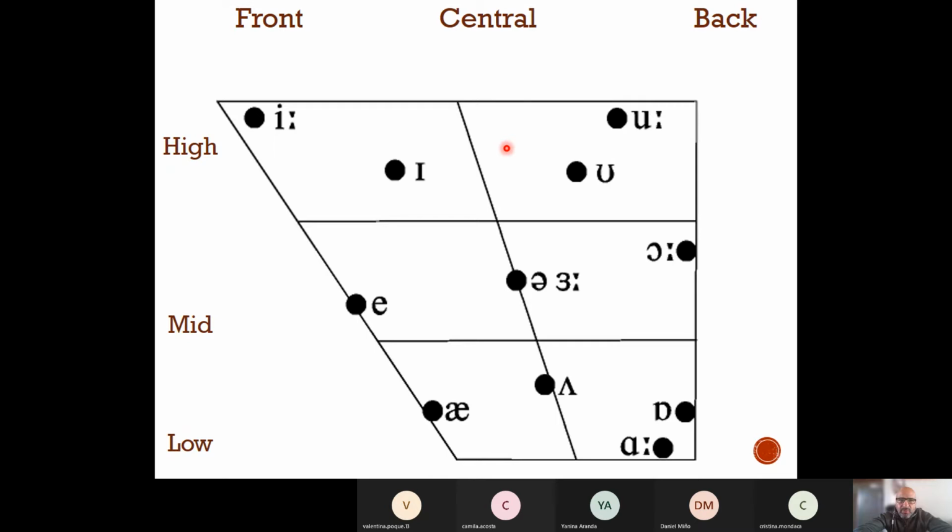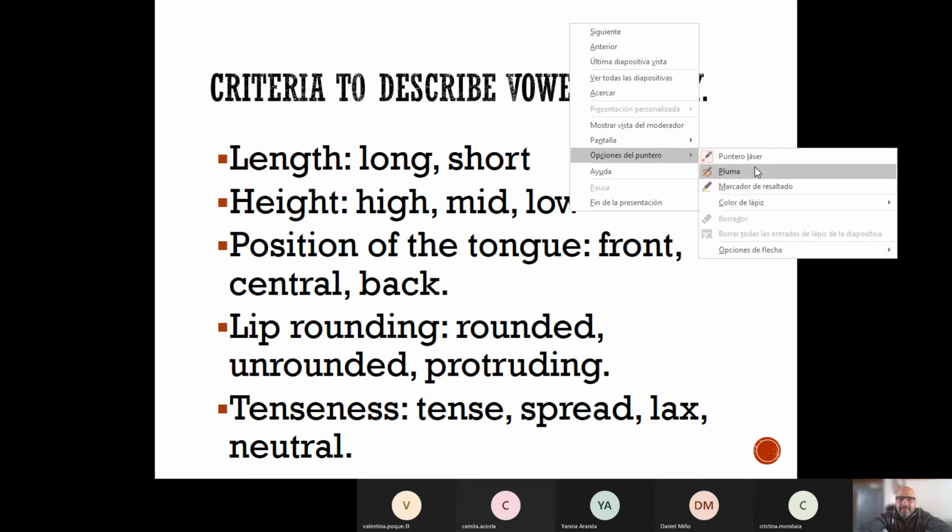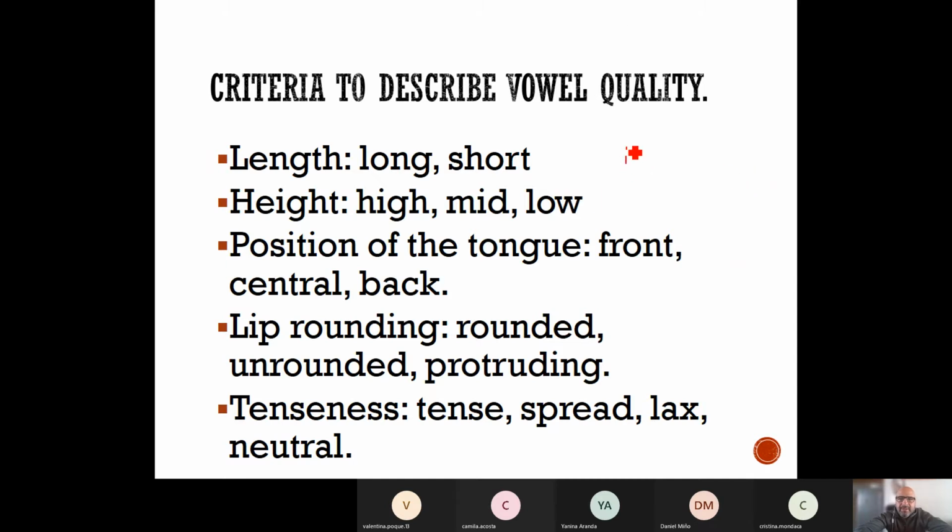So my question is, we were discussing the criteria to describe the vowel sounds, right? According to the length, if the vowel sound was long or short. For example, in the case of this one, we say that it's a long sound, right? And in the case of this one, we say that it's a short sound, right?